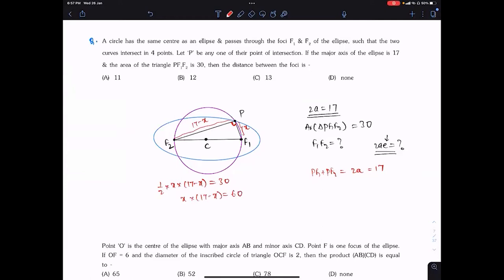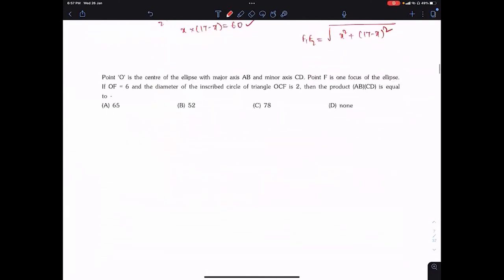Okay. So once you find x, then what is asked? The area is given as 30, then the distance between the foci they are asking. Now once you know x, then what will be the distance between the foci F1F2? Pythagoras theorem: root over x square plus (17 minus x) whole square. Okay. That's all. Next.